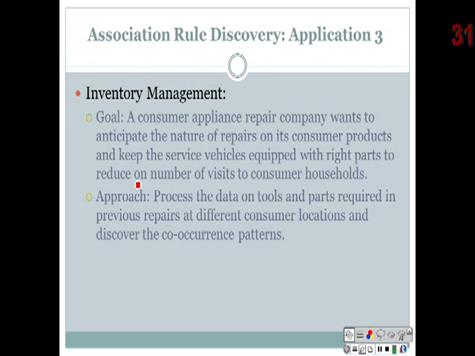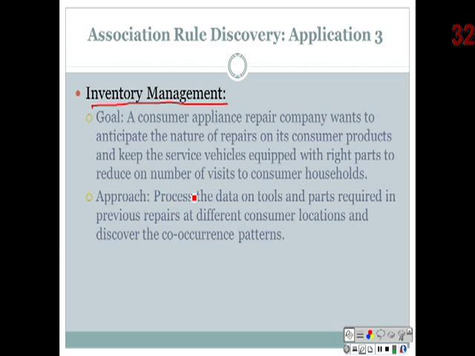The third application for association rules is inventory management, and this is also very important. The goal: a consumer appliance repair company wants to anticipate the nature of repairs on its consumers' products, to keep the service vehicle equipped with the right parts and reduce the number of visits to the customer's household.